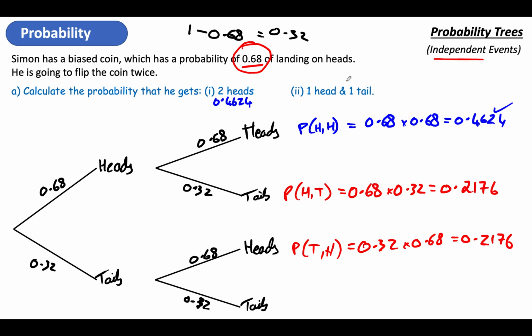So 1 tail and 1 head would be either head and then tail, or tail and then head, in either order. So because it's that one or that one, I add the 2 together, which is 0.4352.